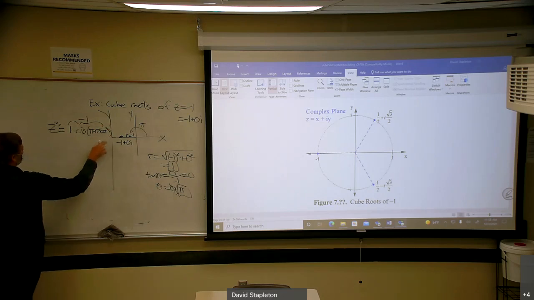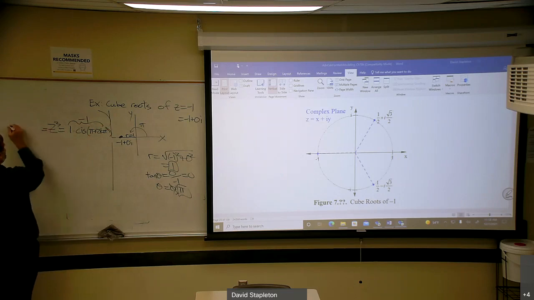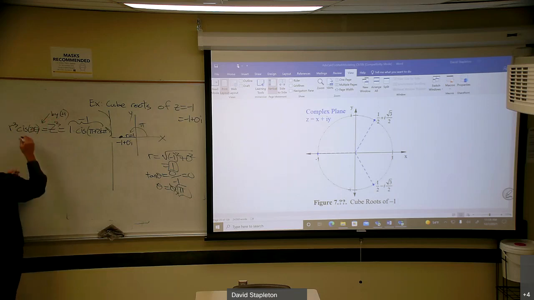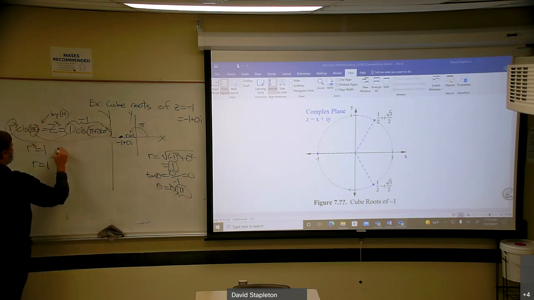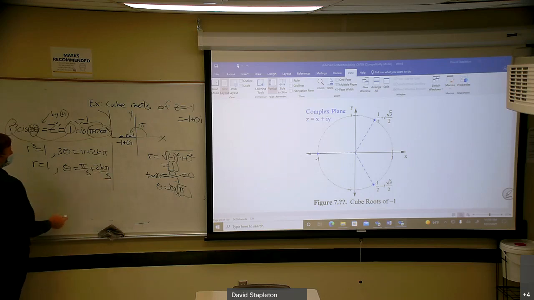If you include the 2k pi, that's the trick in this, then you find this. This is r cubed cis 3 theta by De Moivre's theorem. Well, that means that r cubed has to be 1. r is real. What number cubed is 1? Only 1. And then 3 theta here has to be pi plus 2k pi. Right? Divide this by 3 and you get theta is pi over 3 plus 2k pi over 3, or 2/3 pi times k, if you like.